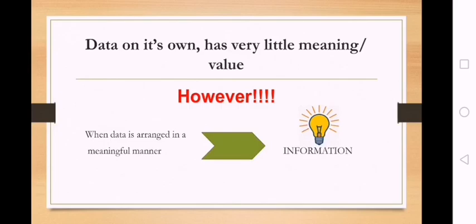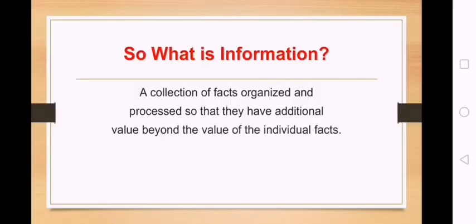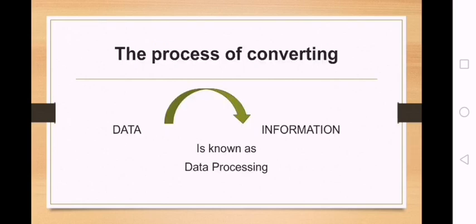Data on its own has very little meaning or value. When data is arranged in a meaningful manner, it is converted into information. So, what is information? A collection of facts organized and processed so they have additional value beyond the value of the individual facts. The process of converting data into information is known as data processing.